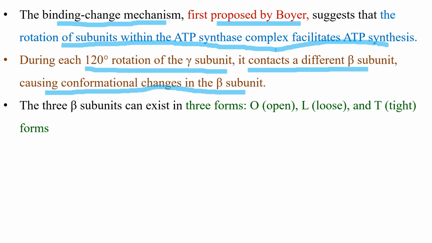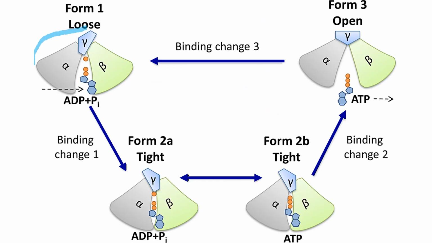And the 3 beta subunits can exist in 3 forms. So the beta subunit in ATP synthase exists in 3 forms: O form, L form and T form. The first form of the beta subunit is the loose form. In this form, ADP and inorganic phosphate bind to the beta subunit, and then it converts into the tight form. In the tight form, ADP and inorganic phosphate form ATP. But in the tight form, ATP is not released. It only produces ATP but does not release it.